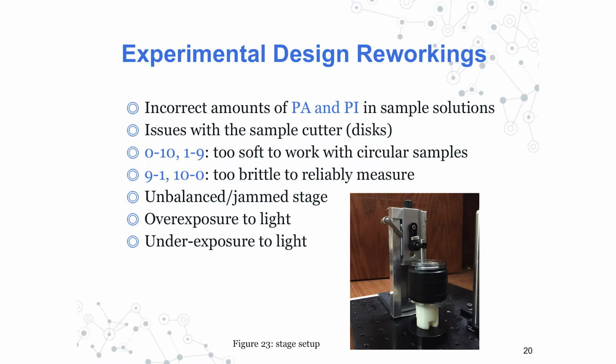The sample ratios that we had most problems with were the 0:10, 1:9, 10:0, and 9:1 sample ratios. The 0:10 and 1:9 ratios ended up being too soft, so movement and measurement were unrealistic. While the 10:0 and 9:1 sample ratios ended up being extremely brittle, so when we tried using a sample cutter to cut discs out of it, the discs ended up shattering, so that made our measurements unreliable as well.